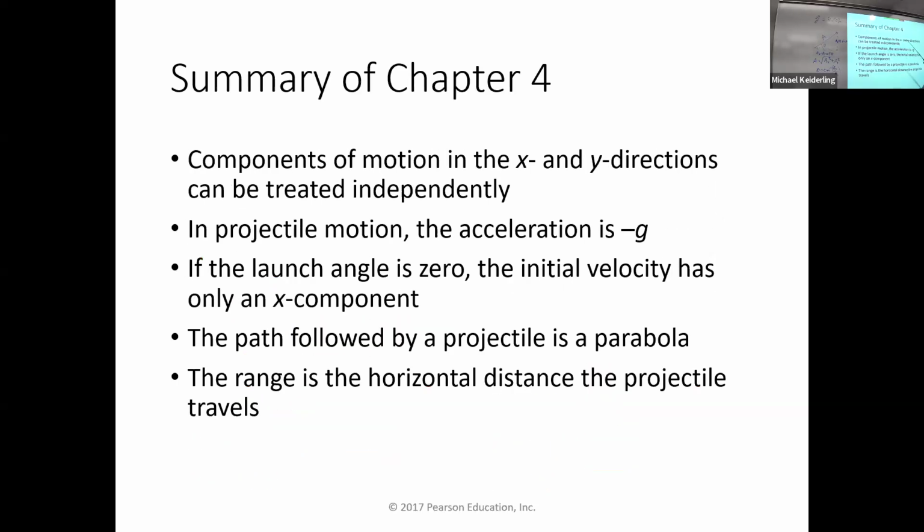That was chapter 3. On to chapter 4. So the components of motion in the x and y direction can be treated independently.